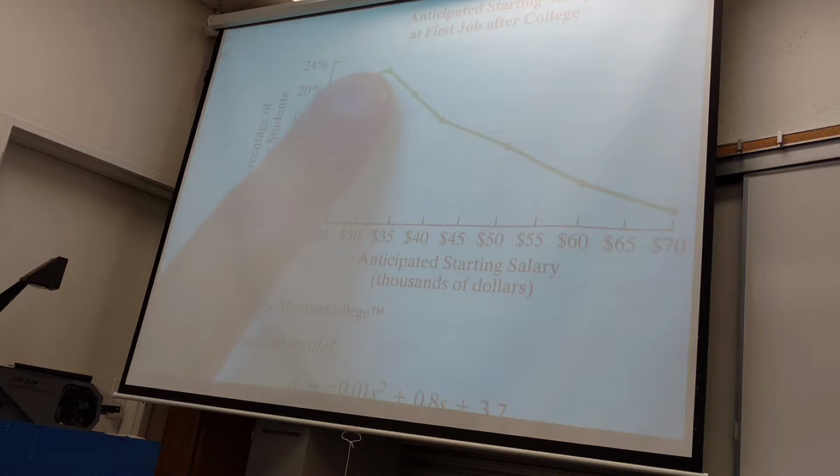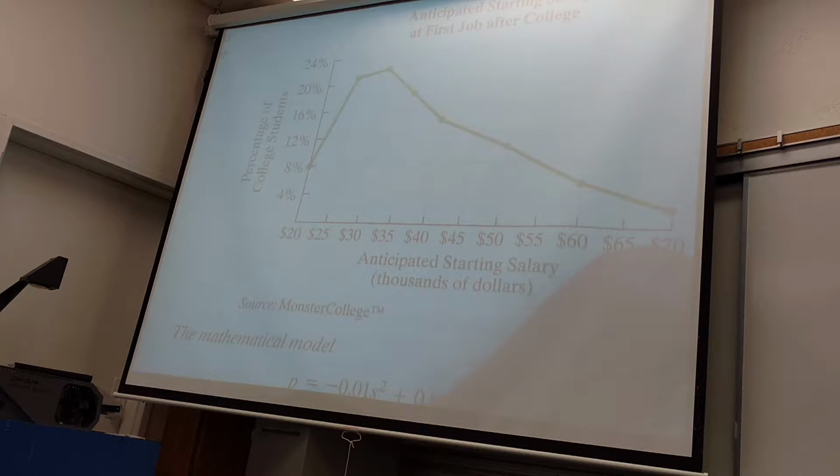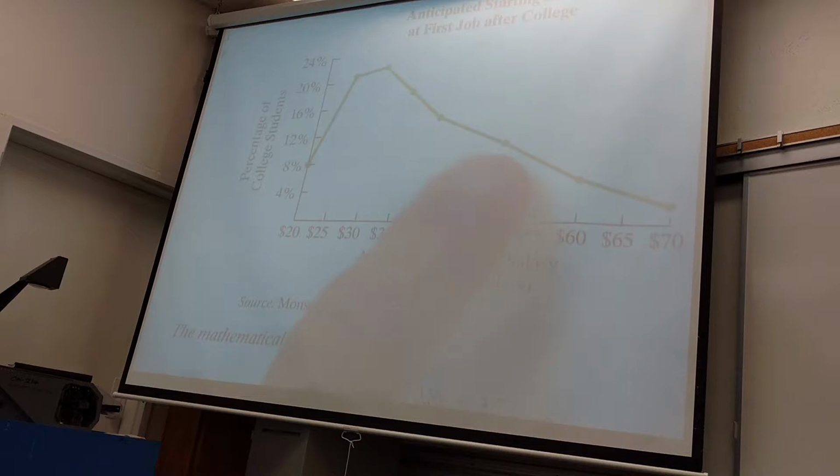Thankfully, the expectations go down. There are people that expect to make $70,000 a year coming right out of school. Well, they can expect as much as they want.